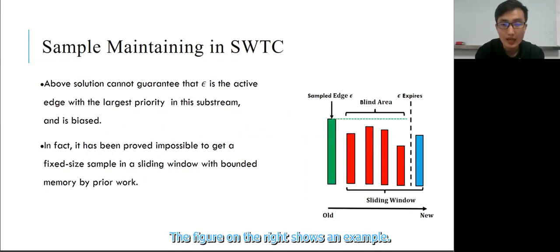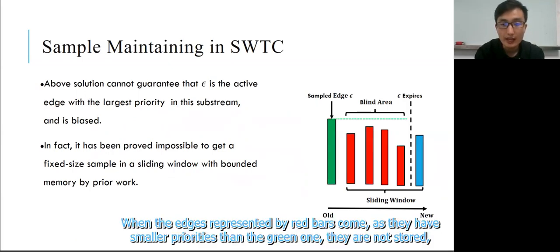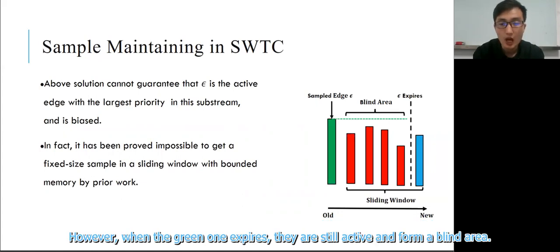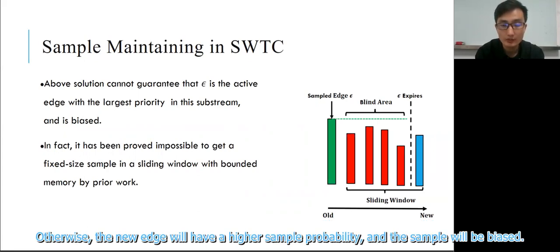The figure on the right shows an example. Each bar represents an edge, and the height of the bar represents its priority. When the edges represented by red bars come, and they have smaller priority than the green one, they are not stored. However, when the green one expires, they are still active and form a blank area. They may have higher priority than the new edges, thus we cannot simply select the new edge, represented by the blue bar, as sample edge. Otherwise, the new edge will have a higher sample probability, and the sample will be biased.